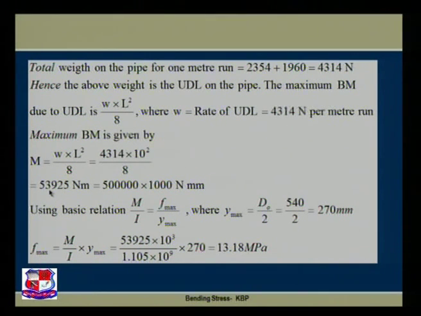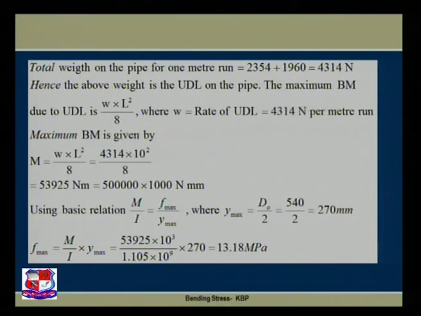We found out M is equal to 53925 Newton meter. If I multiply by 1000, then 53925 multiplied by 1000 Newton millimeter. Now to find out the stress, I have to use the basic bending equation, that is M over I is equal to F max divided by Y max, where Y max is equal to DO by 2.